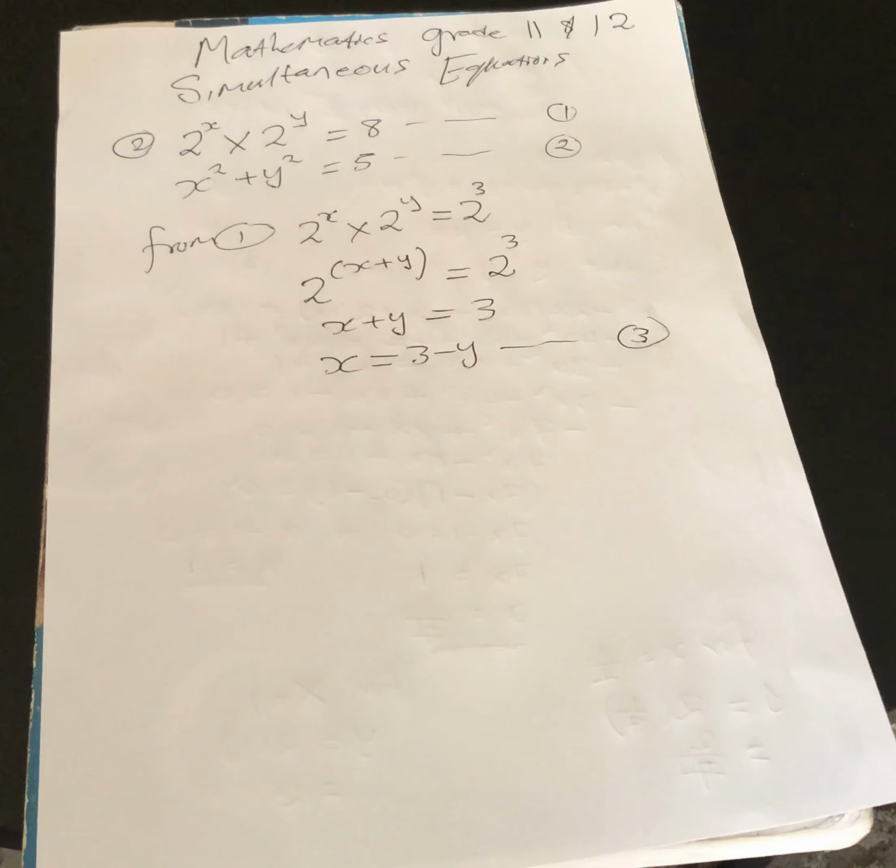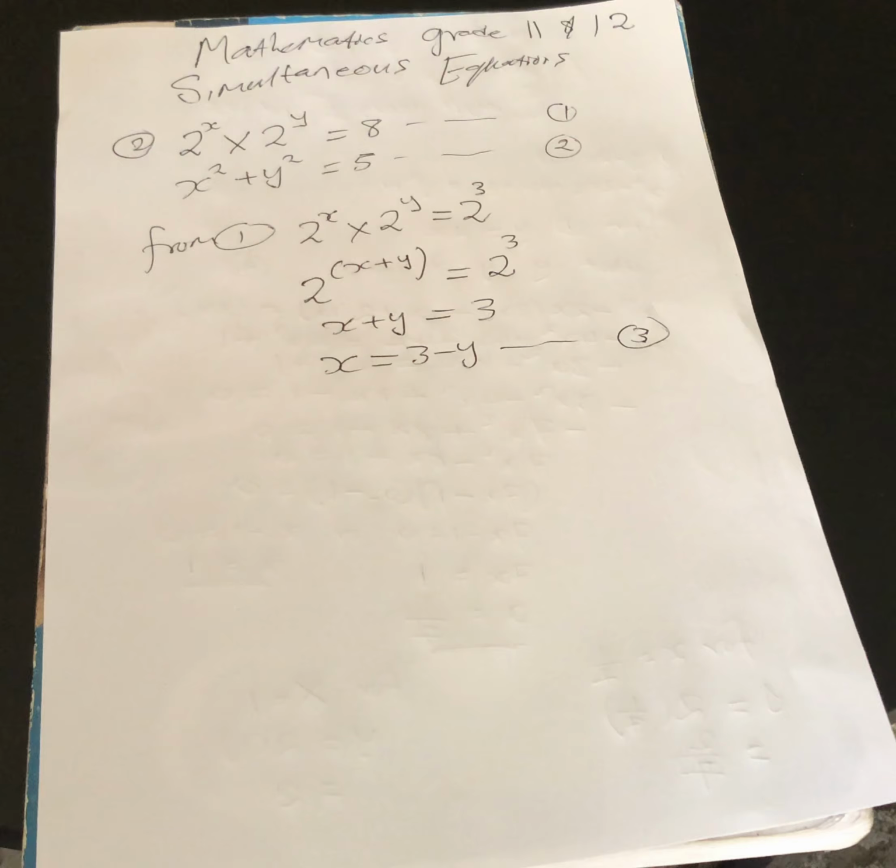So for that reason, because we are dealing with exponents, we know that when the bases are the same and multiplying each other, we are going to add the exponents. So we're having base 2, base 2. What you need to do is just write one base, which is 2, then you add the exponents, x plus y. It's equal to what? 2 to the power 3. We apply the exponential law.